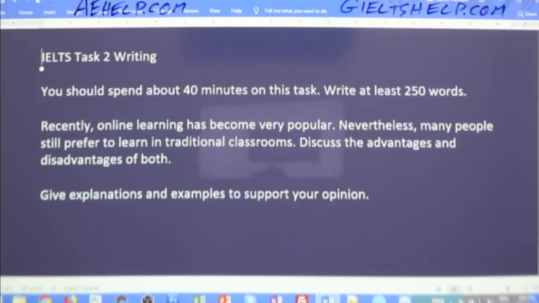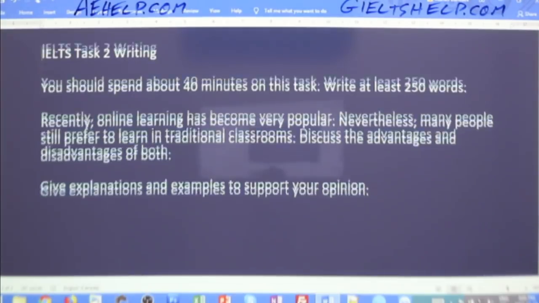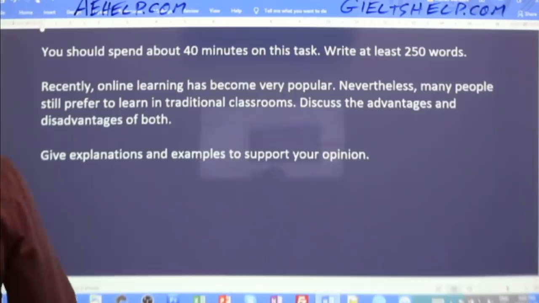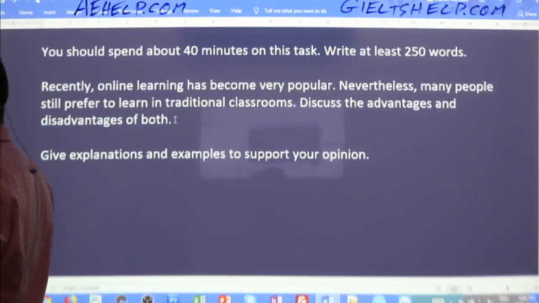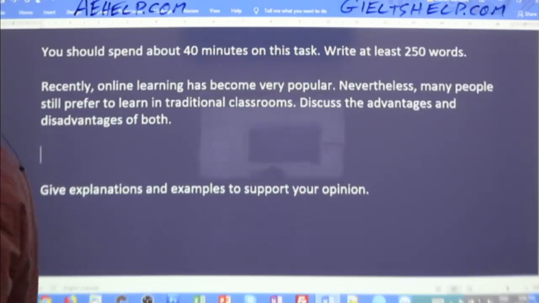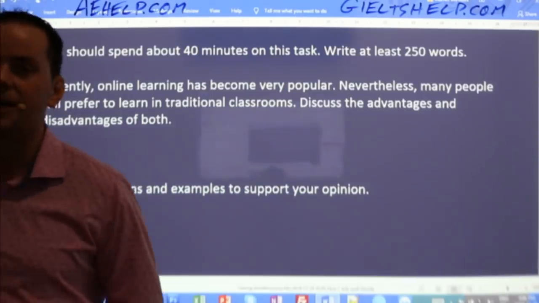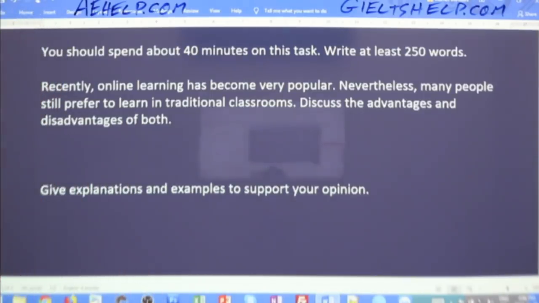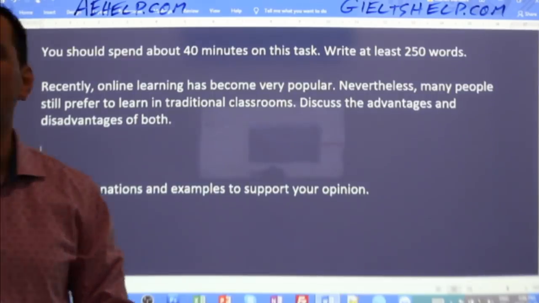First things first. Always paraphrase the question, the task 2 question. Why is it good to paraphrase the task 2 question before you begin writing? This is before you begin writing. This is not necessarily a part of your essay. You should paraphrase the question on your note paper. Why? Why is that a good idea?